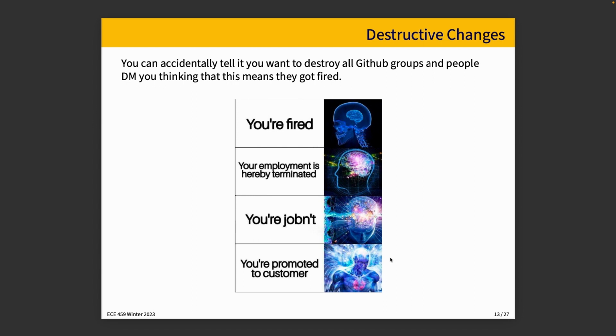Restoring some information in destructive changes might not be as easy as reverting the change. If I revert the change around the GitHub groups, we'll recreate the groups and re-invite the people and all of that. But if you told your tool to destroy a database, reverting the change may recreate the database, but it doesn't fill in the data, its contents. So you took backups, right? Right?